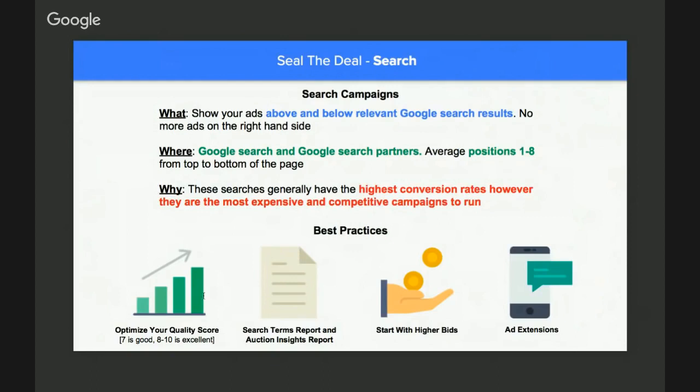And then lastly, you want to add ad extensions. Ad extensions are totally free. They're now part of quality score, very recently, and they make your ad bigger. There's no reason not to add as many extensions as possible. So I'm going to go into search terms report and ad extensions a little bit here.